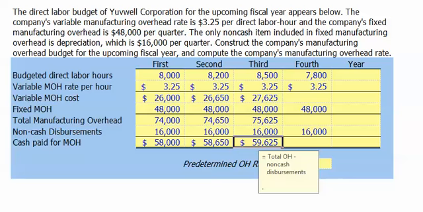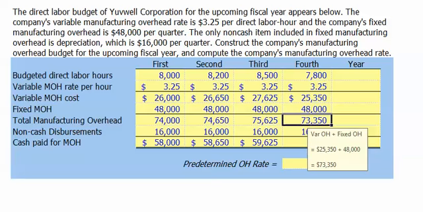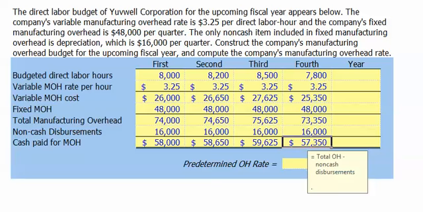$59,625. For the fourth quarter, we have total variable manufacturing overhead of $25,350. We add to that our $48,000 in fixed to get total manufacturing overhead of $73,350. Once we subtract our depreciation expense, we get our cash expenditures of $57,350.